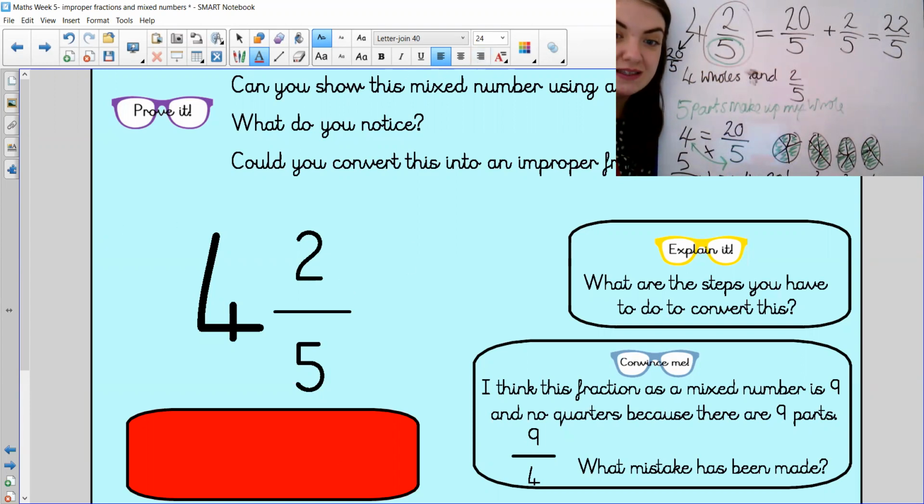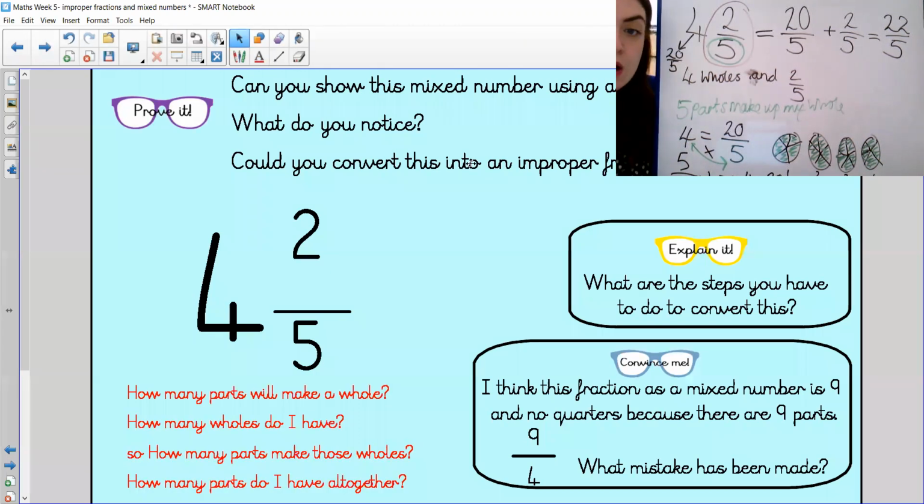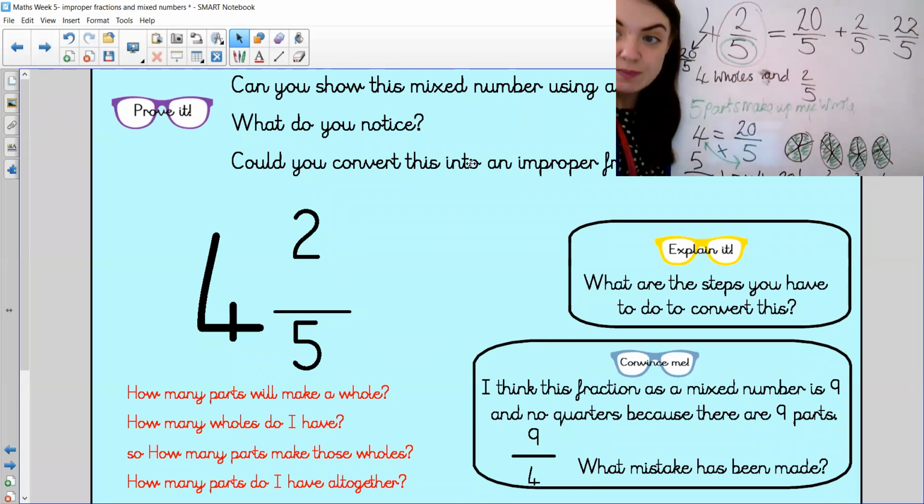Okay, so let's see if your steps were the same as mine. Here you can see the steps that I wrote down. Well done to you if you got these steps right. The first thing I did was ask how many parts will make a whole, so I used that denominator to help me. How many wholes do I have? Which is 4. So how many parts make those wholes? If each of my wholes has 5 parts, and I've got 4 of them, I multiplied them together, or I drew it. And then the final step was, how many parts do I have altogether?